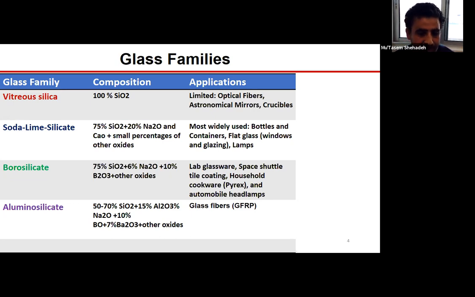And another important family of glass is the aluminosilicate, which is used in glass fibers. This is a composite material that has many structural applications.